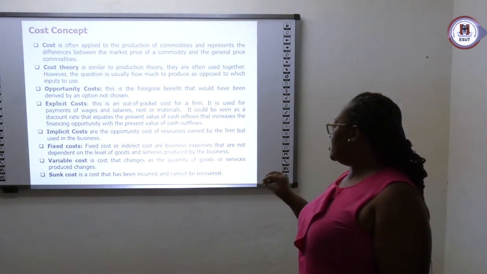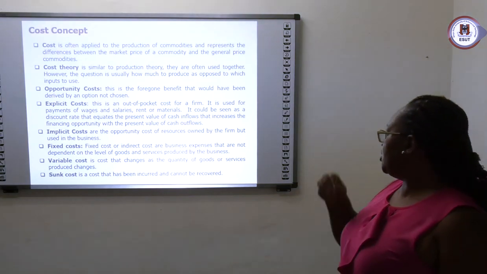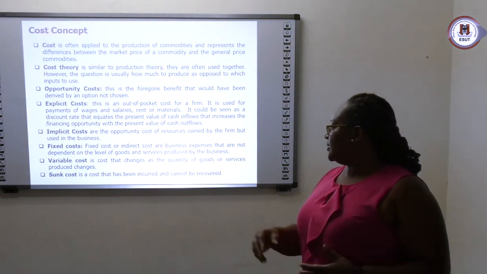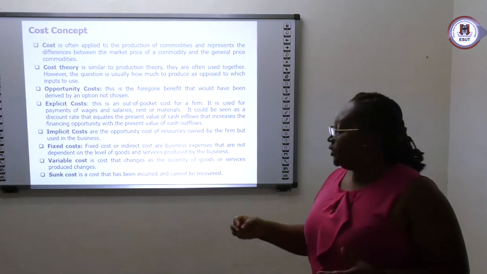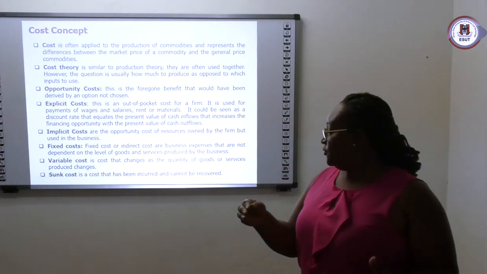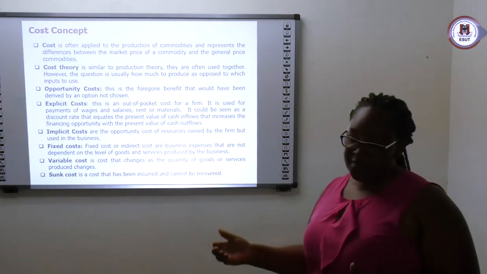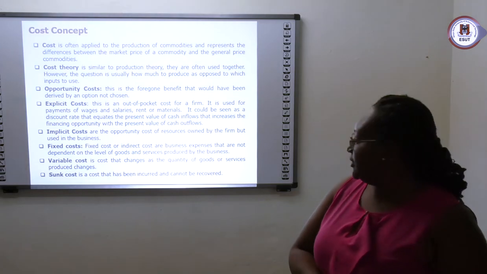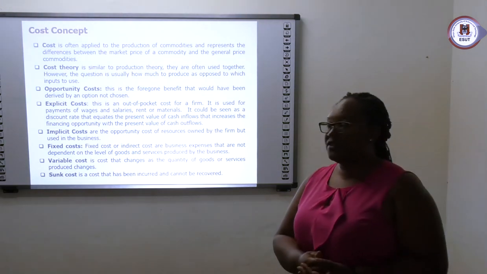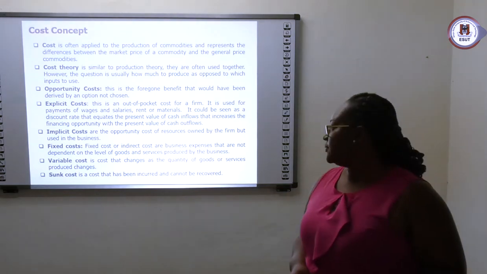Variable cost also. The variable cost means that there are changes in the quantities of goods. So it means that there are costs that change. The cost will change when there is variability. If there is an increase in productivity or an increase in goods or services, it will change the cost.